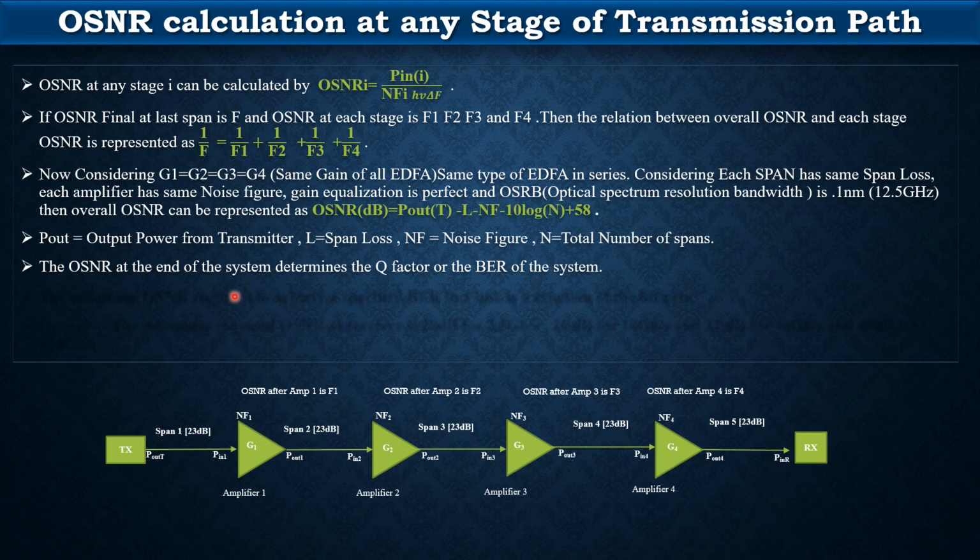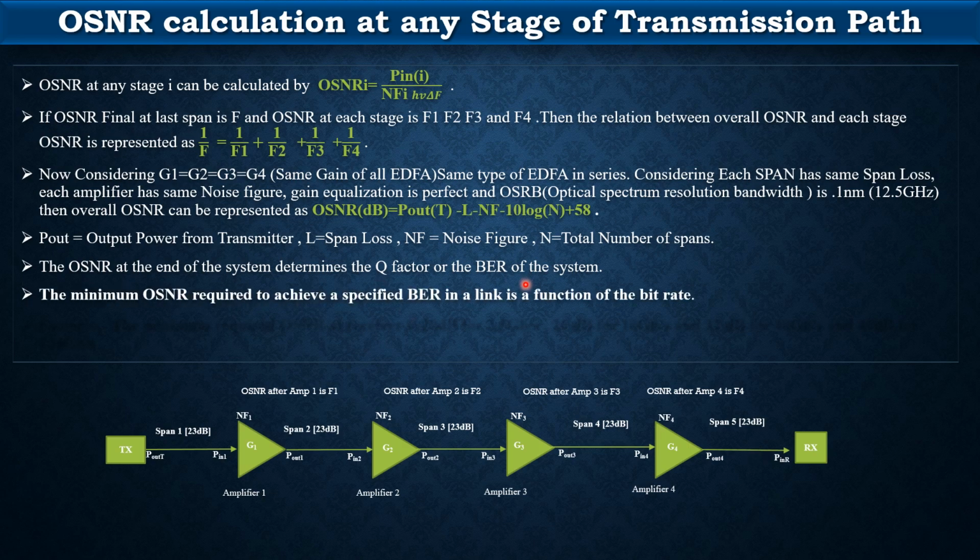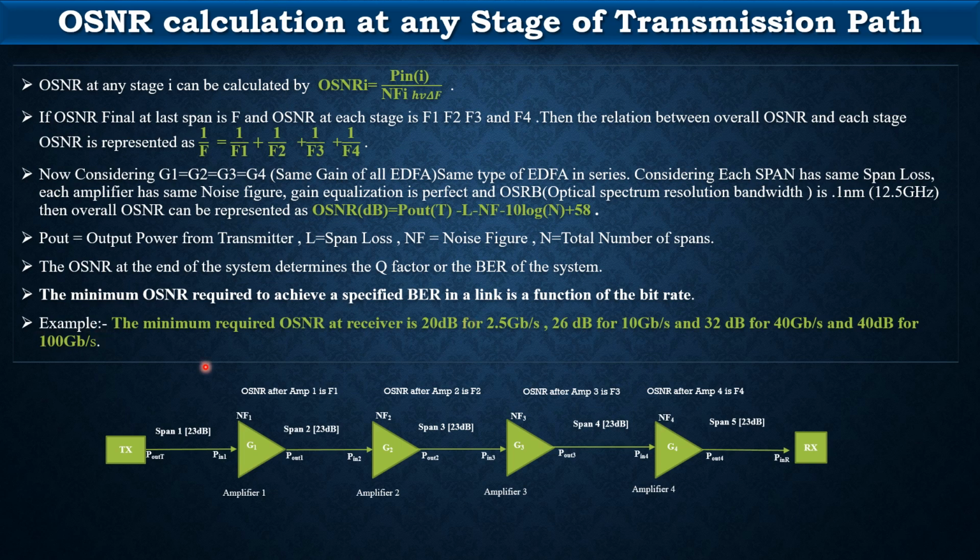The OSNR at the end of the system determines the Q factor or the BER of the system. So this final OSNR determines the Q factor or the BER of this system. This is a very important parameter. Overall OSNR represents the quality factor and BER of the system. The minimum OSNR required to achieve a specific BER in a link is a function of the bit rate. The minimum required OSNR at the receiver is 20 dB for 2.5 Gbps, 26 dB for the next rate, 32 dB for 40 Gbps, and 40 dB for 100 Gbps.